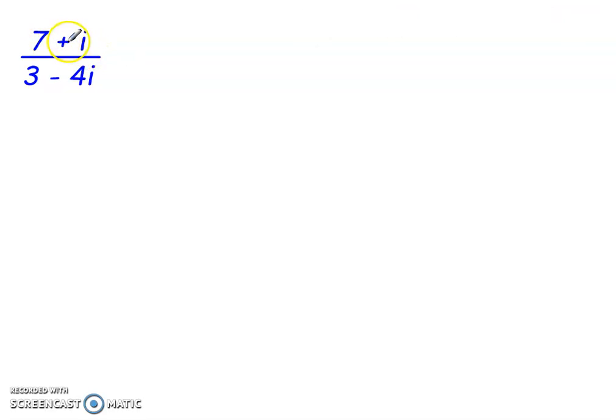So the first one was 7 plus i over 3 minus 4i. Now remember, for these ones we said we multiply the top and the bottom by the complex conjugate of the denominator. So in this case I'm going to multiply the top and the bottom by 3 plus 4i each time. Reason being, remember, we want to get rid of the imaginary part of the denominator. We can't split it up if we don't, and not have both elements having imaginary parts to them.